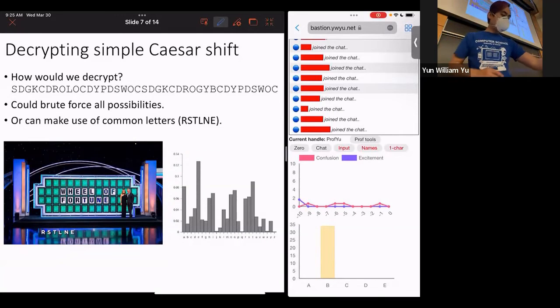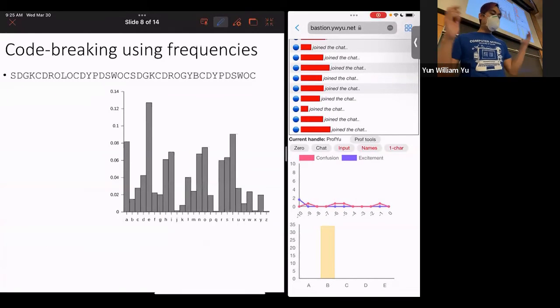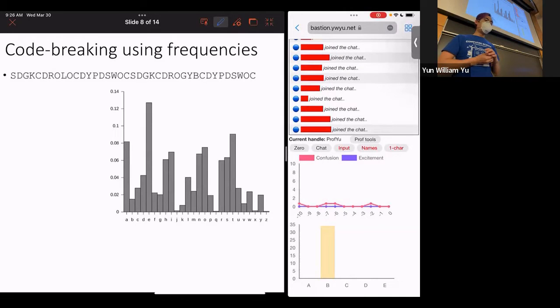So let's try breaking this code, right? I gave you this particular Caesar shift encoded text, but it didn't tell you what the shift was. Of course you could sit down and try every single one of the shifts one by one, and you would get the right answer. But that may not necessarily be the best or the easiest way of going about it.